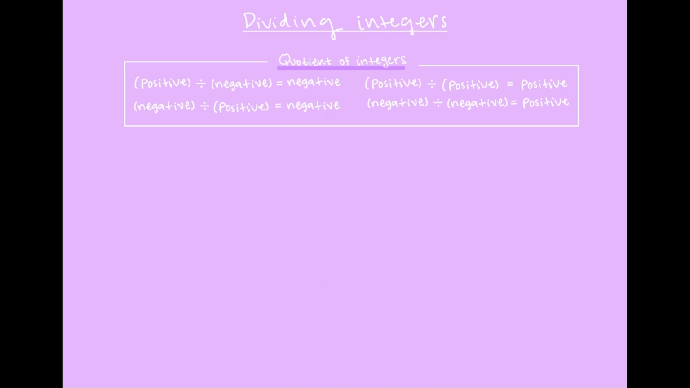If you notice the rules stated in the box for quotient of integers, they are very similar, if not exactly the same, to when multiplying integers, which is good because it makes it a lot easier to remember. So for our first problem, let's divide positive 6 by 3. Our answer is positive 2. Now let's divide negative 33 by 11. Because we're dividing a negative by a positive, our answer is negative 3.